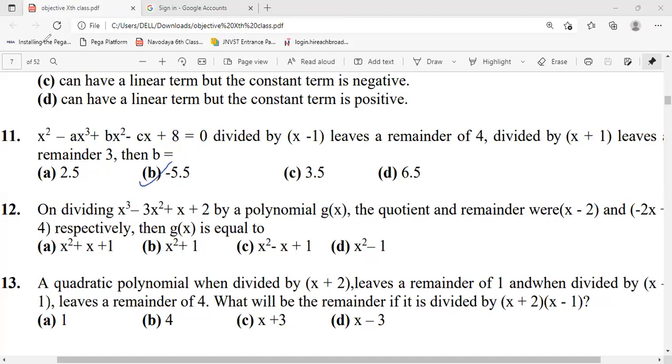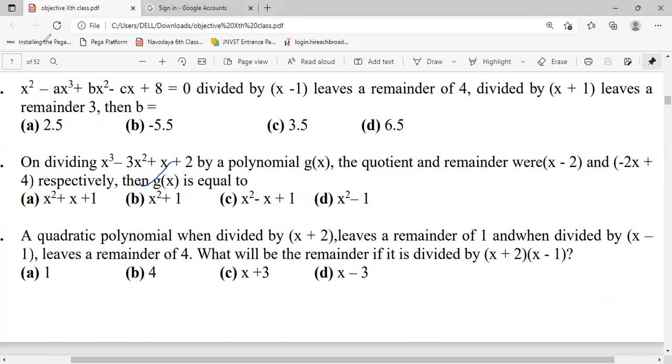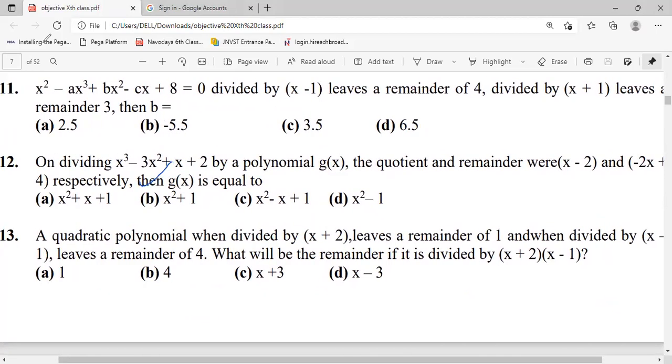Next, on dividing x cube minus 3x square plus x plus 2 by a polynomial g of x, the quotient and remainder were x minus 2 and minus 2x plus 4. Then we have to find g of x. We don't have any shortcut for this. You have to do the total procedure.